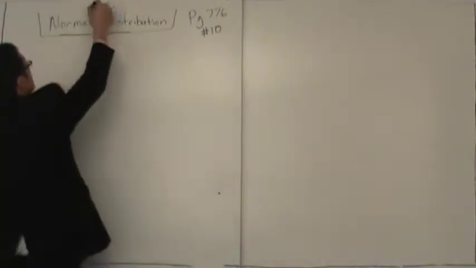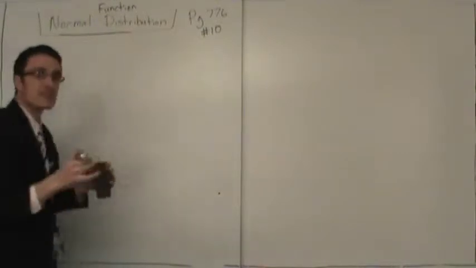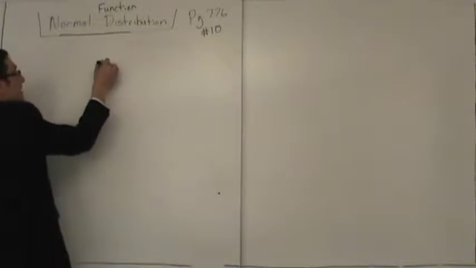This is a function. This is the normal distribution function. We're just drawing a sketch of it. We're not actually interested in precise location of points. So just a good sketch is fine. And let's go ahead and draw it.